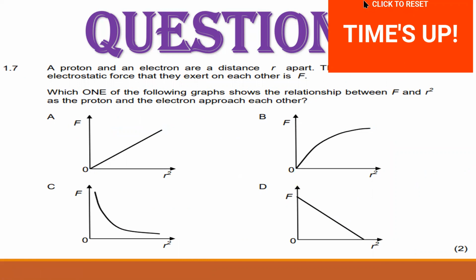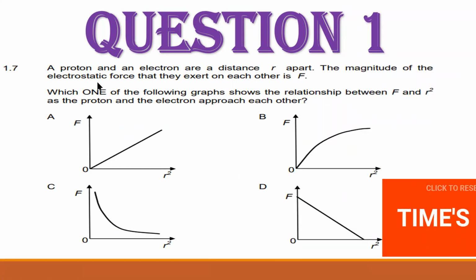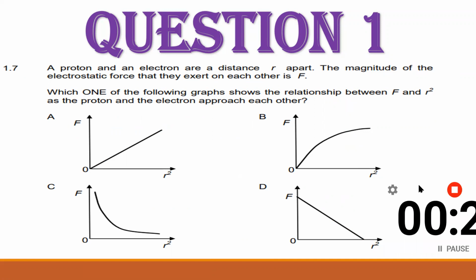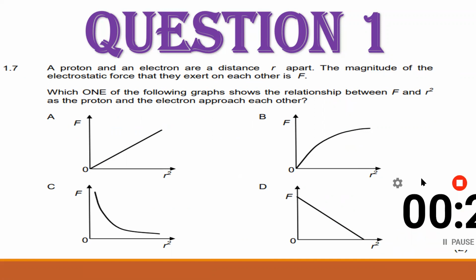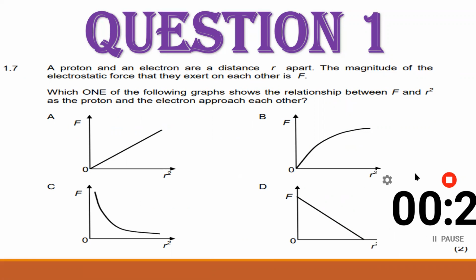Next question. This question looks easy, but you should try. So a proton and an electron at distance r. We are looking for the electrostatic force F, with a graph between force and r square. r is the distance between the electron and proton. Which option is correct? Please try. Even if you don't need 30 seconds for this question, please think about it. Just remember the formula for Coulomb's law, the electrostatic force formula.